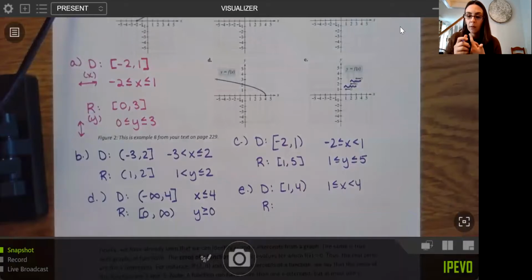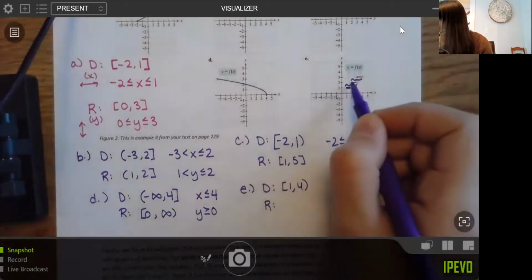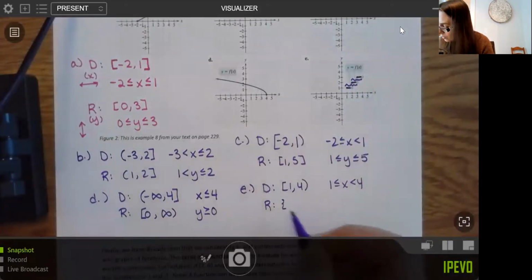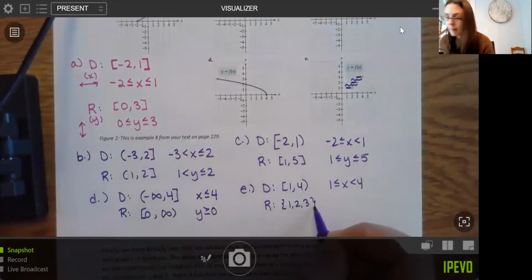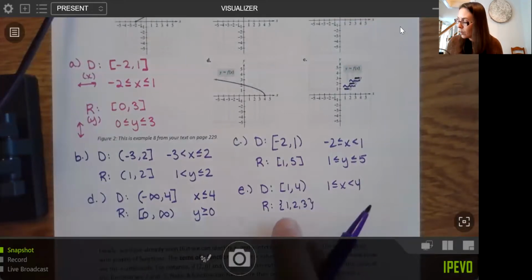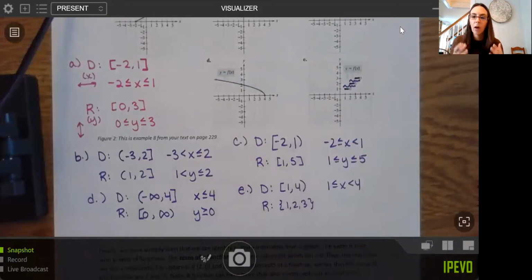If I look at my y values, there's only 3 answers. Y equals 1, y equals 2, and y equals 3, right? Here's the 1, here's the 2, here's the 3. So for my range, I'm just going to use set notation here, 1, 2, and 3. Okay, so that one's a little bit different because you can't really include everything in between. It's not all included. So we're going to use a set notation there instead.